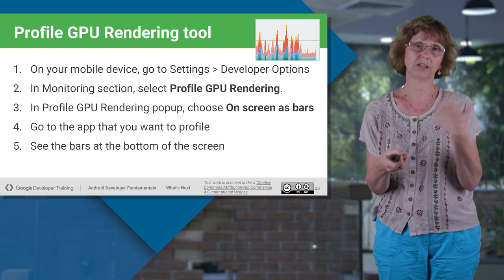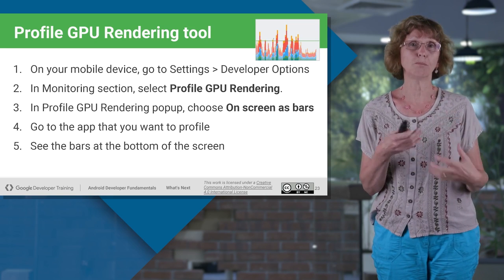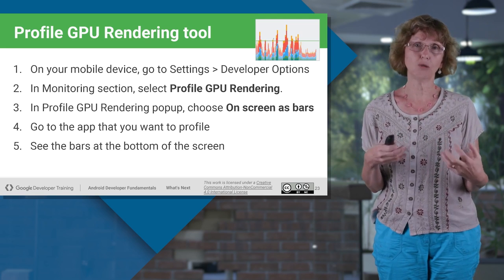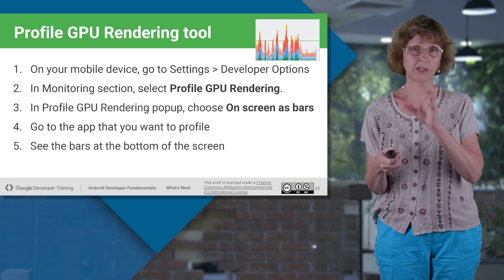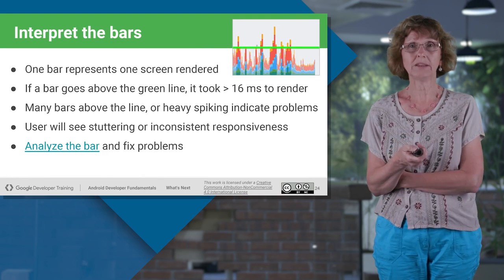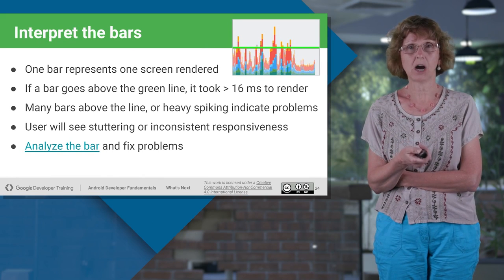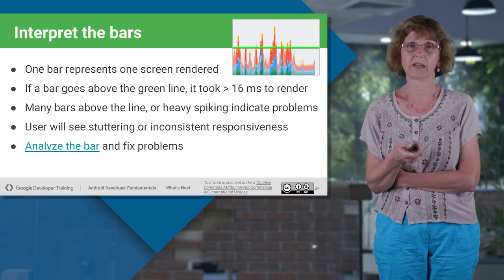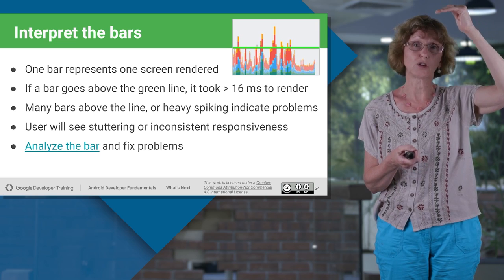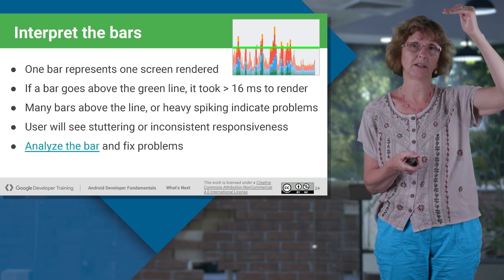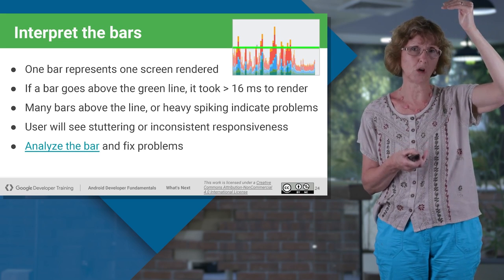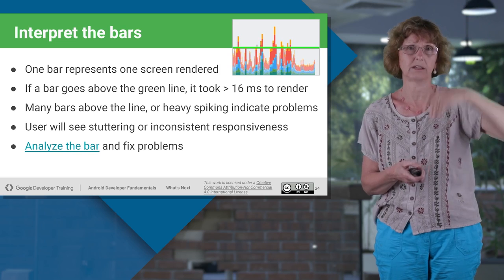And then what you do is you exit from settings and open the app that you want to profile. And then you watch the bars go by at the bottom of the screen. So in the graph that shows up, one bar represents one screen rendered. And if a bar goes above the green line, that means that screen took more than 16 milliseconds to render. That is, it took more than 16 milliseconds to display. So something was happening in your app that took longer than 16 milliseconds on the main thread.